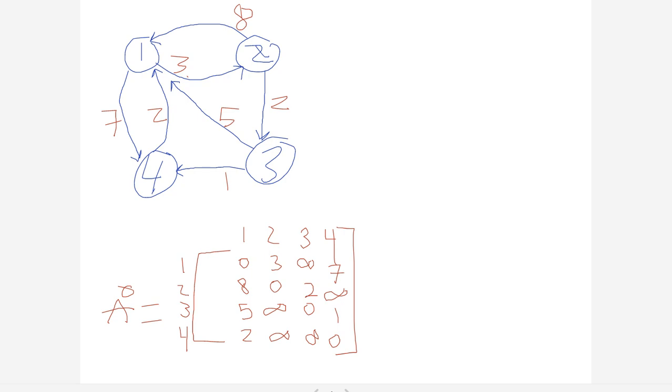So the first step to work on this is to build a new matrix based on A0. We will call it A1. And it's supposed to be in this way. This is A1. We have 1, 2, 3, 4. These are the labels of the vertices. 2, 3, 4.